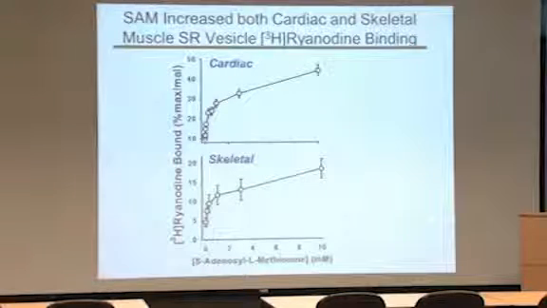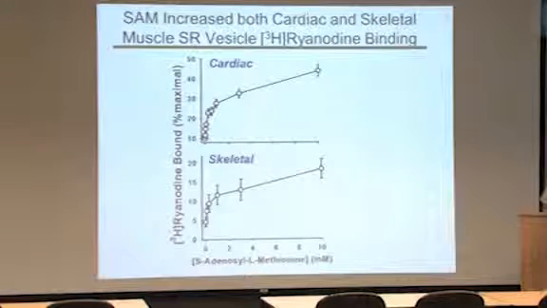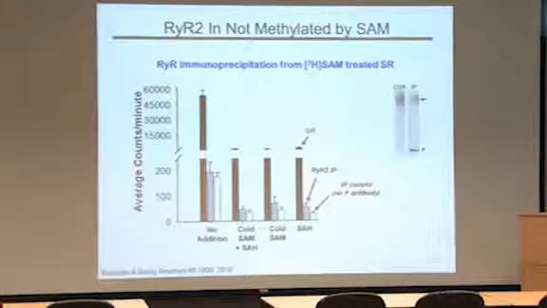If ryanodine binding goes up, it means you've got more channels open, with increasing concentration of SAM. This steep part of the curve corresponds to around the physiological concentration of SAM, but then it keeps increasing. Up to 10 millimolar was about as high as we could go. So we thought, hey, this is really neat. This would be a novel mechanism of regulating ryanodine receptors by methylation. Unfortunately, it's not the way it works.